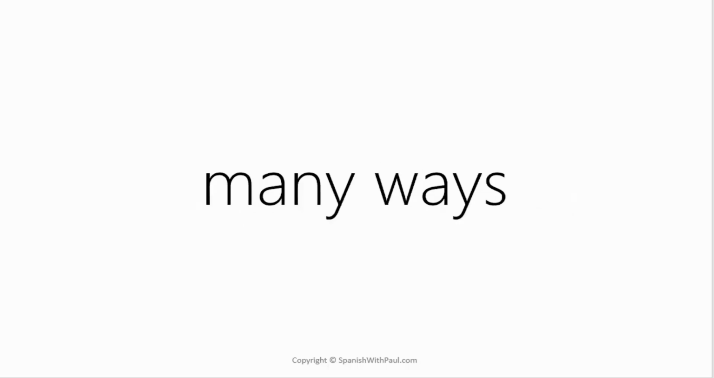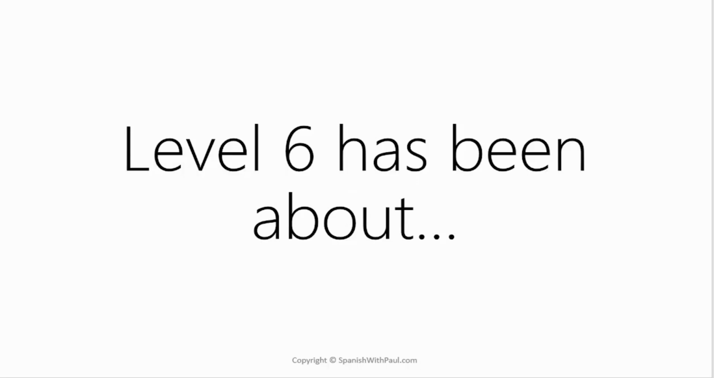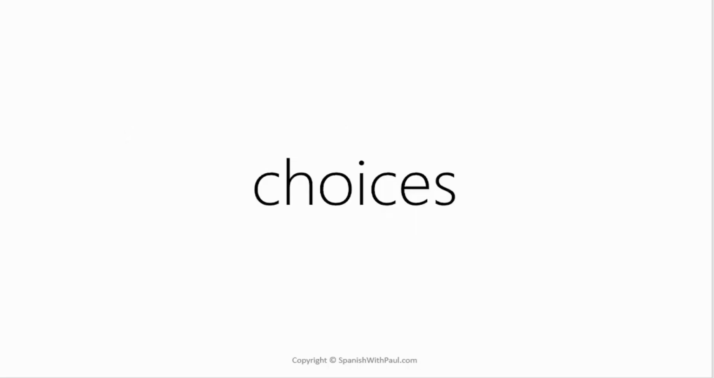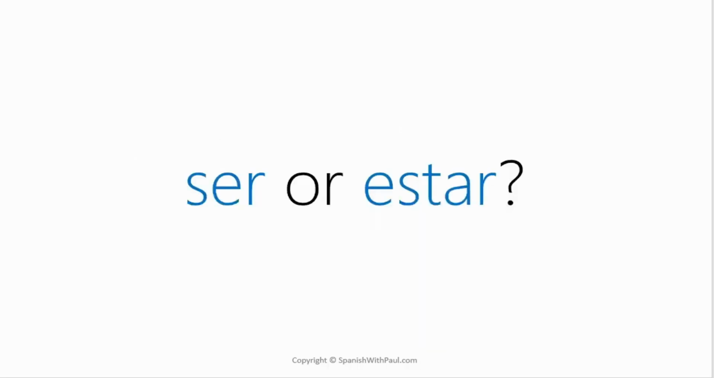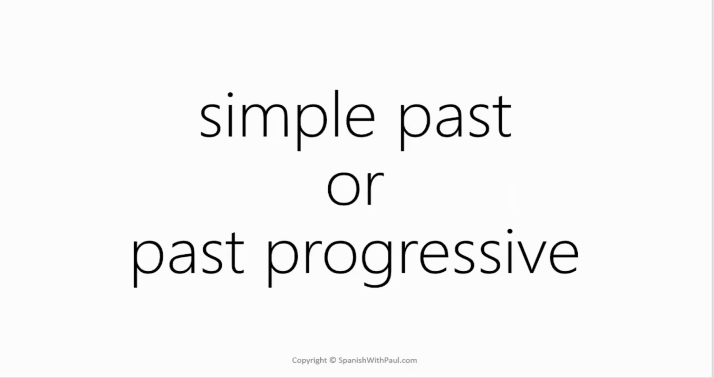Now, in many ways, or at least to my mind, level 6 has been about choices. For example, whenever we came across a word like am, are, is, was, or were, we were immediately faced with a choice between ser or estar. Also, when describing things or actions in the past, you have to choose between the simple past, that downward arrow, or the past progressive, which is the horizontal arrow.